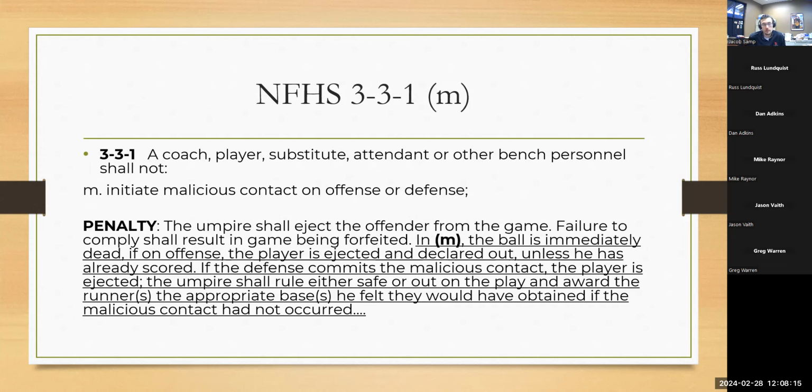Note the penalty here. The ball is immediately dead if it's a collision made by the offense. And then on the offense, the player will be declared out and ejected unless the player has already scored. And if it's on the defense, the player is ejected and we rule safe or out on the play, and then we award bases appropriately and conservatively, as we talked about last week.